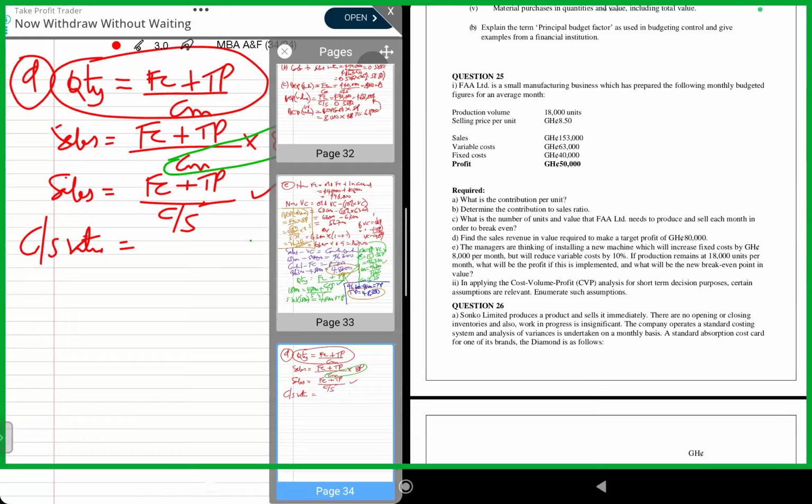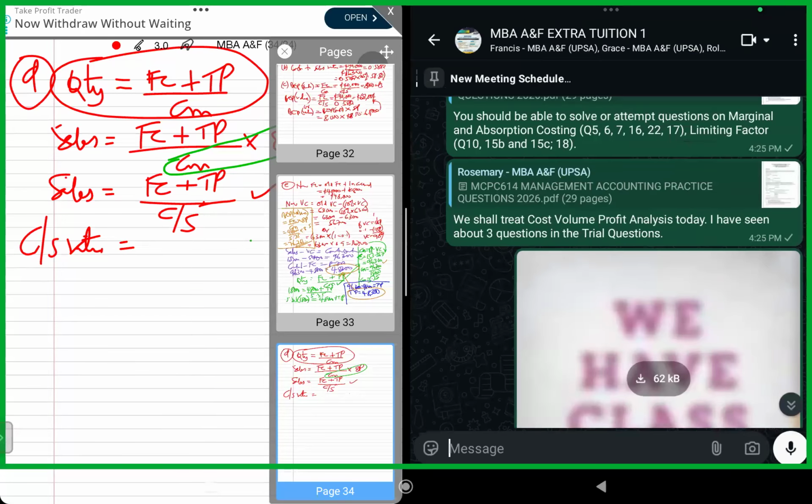What's the contribution per unit with the new changes? No, this one will be the old. So let's see the old.